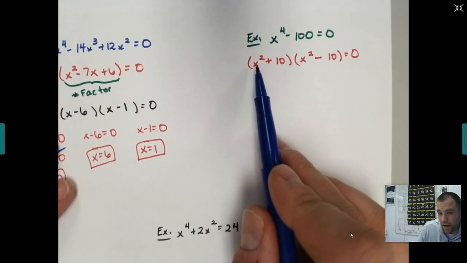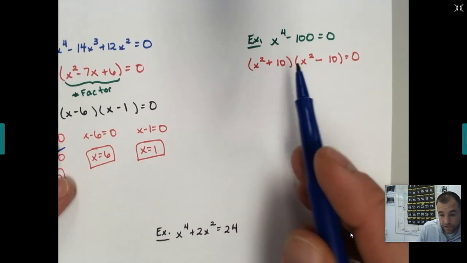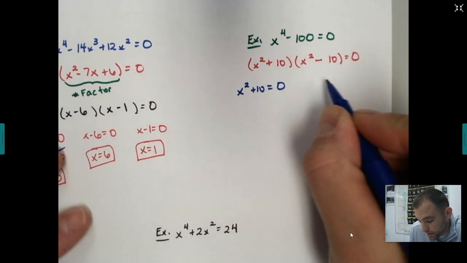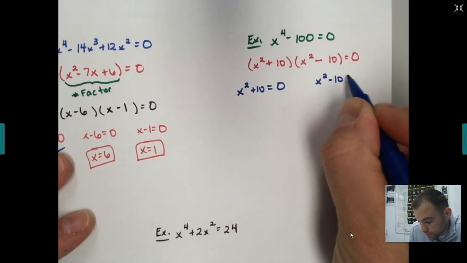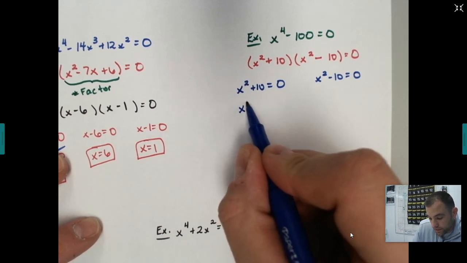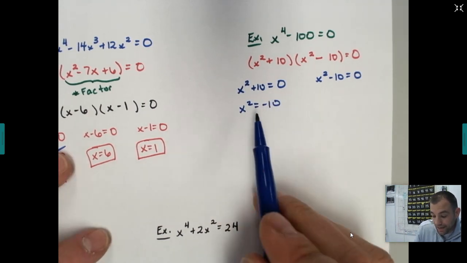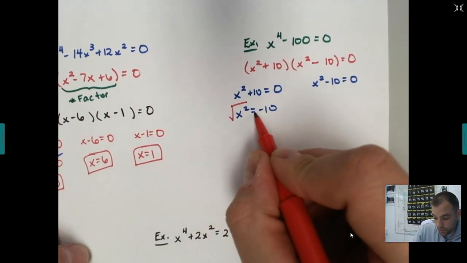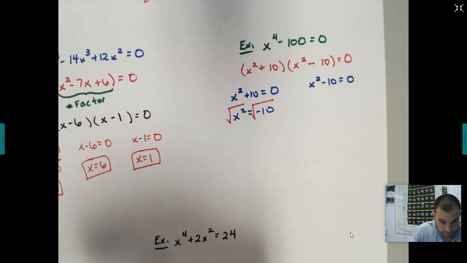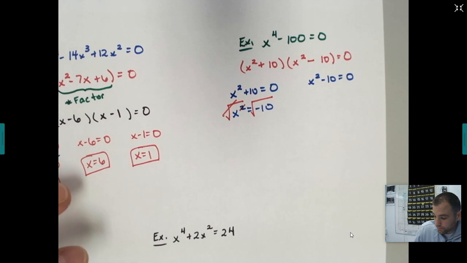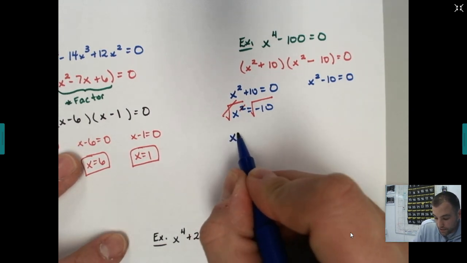And now I try to factor these two more, but I can't. So I can't go any further. So now I just set each one equal to 0, just like we did before. And then I'm going to solve each one of them. So first I would subtract 10. And then I got to get rid of that square. So to get rid of the square, I would square root it. The square and square root would cancel. So I'm left with just x.